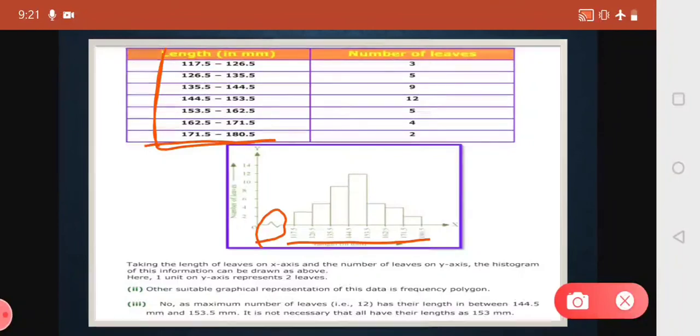And the third question answer is no, as the maximum number of leaves have their length between 144.5 millimeter and 153.5 millimeter. It is not necessary that all have their lengths as 153 millimeter. You can see from the table itself that the maximum number, that is 12 leaves, have the length between 144.5 and 153.5. It does not mean that all the 12 leaves have the length of 153 millimeter.